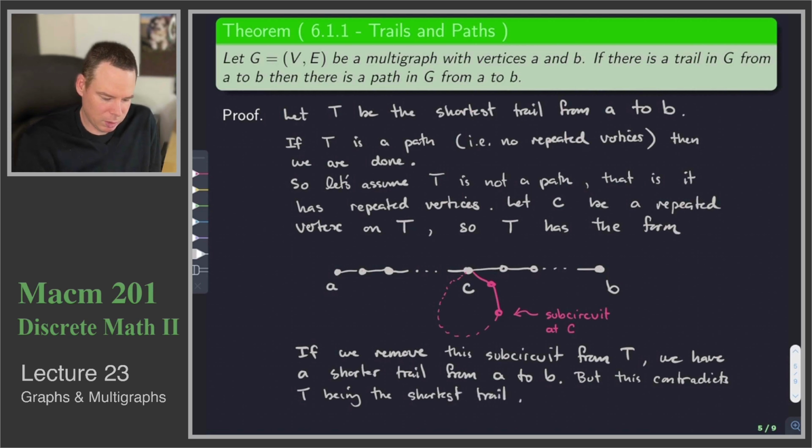So what does that mean? Well, it means the only assumption we made along the way must have been false. And what we did was we assumed T was not a path. And so that assumption had to be false. So therefore, T must be a path. And we are done. So the shortest trail from A to B must be a path. And that's what we're concluding here. And therefore, if there's a trail that exists from A to B, then there must be a shortest one, and that's a path. And so we are done.